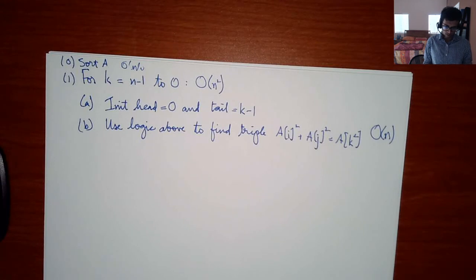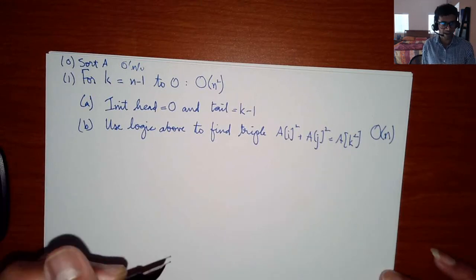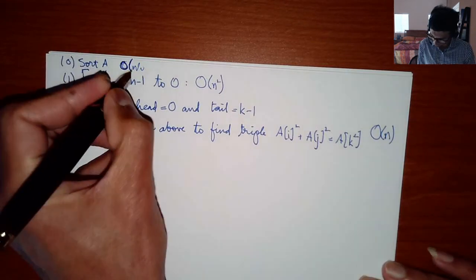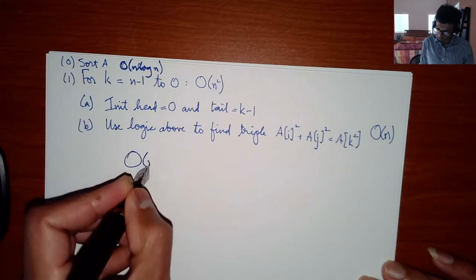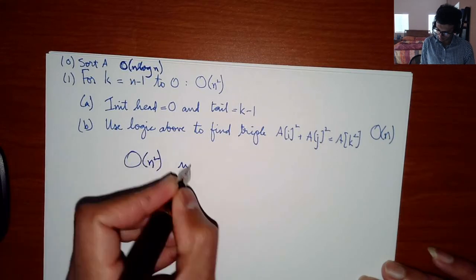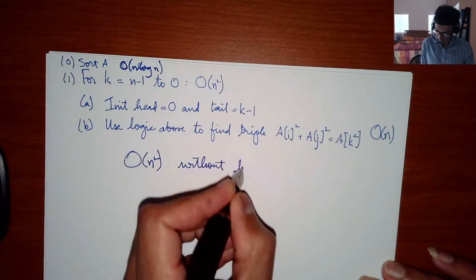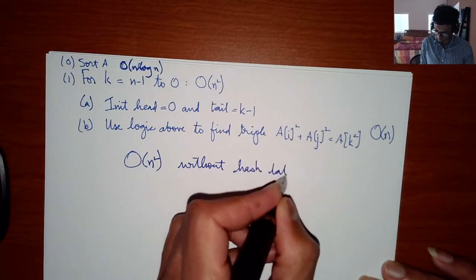Okay, this is a trickier solution, so it would be much to expect someone to come up with this on the fly. But the previous solutions, the n squared log n, is actually not that hard. So this is O of n log n, and now this is O of n squared without a hash table.